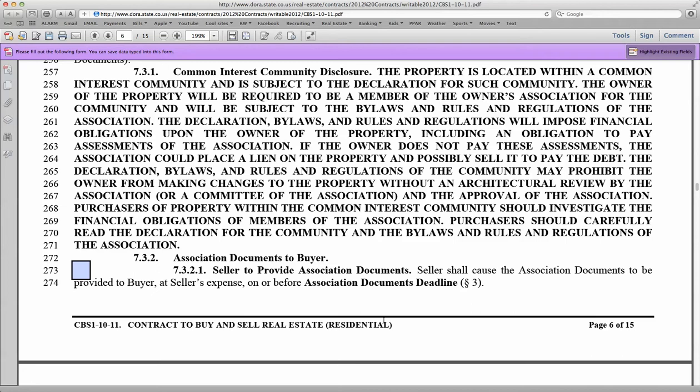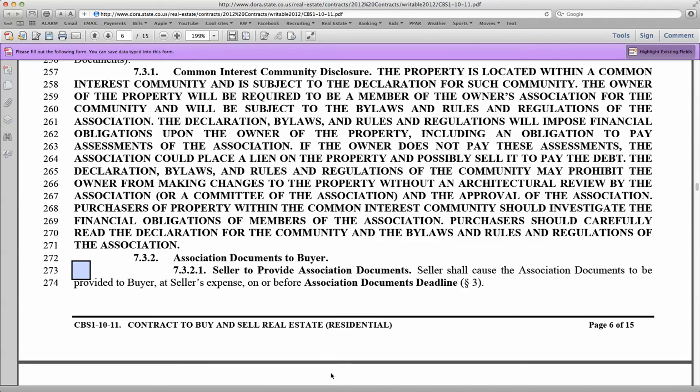And 7.3.1 talks about common interest community disclosure. The owner of the property is required to be a member of the owners association for the community and is subject to any of the bylaws and rules and regulations of the association. So this must be disclosed if it falls in that category.